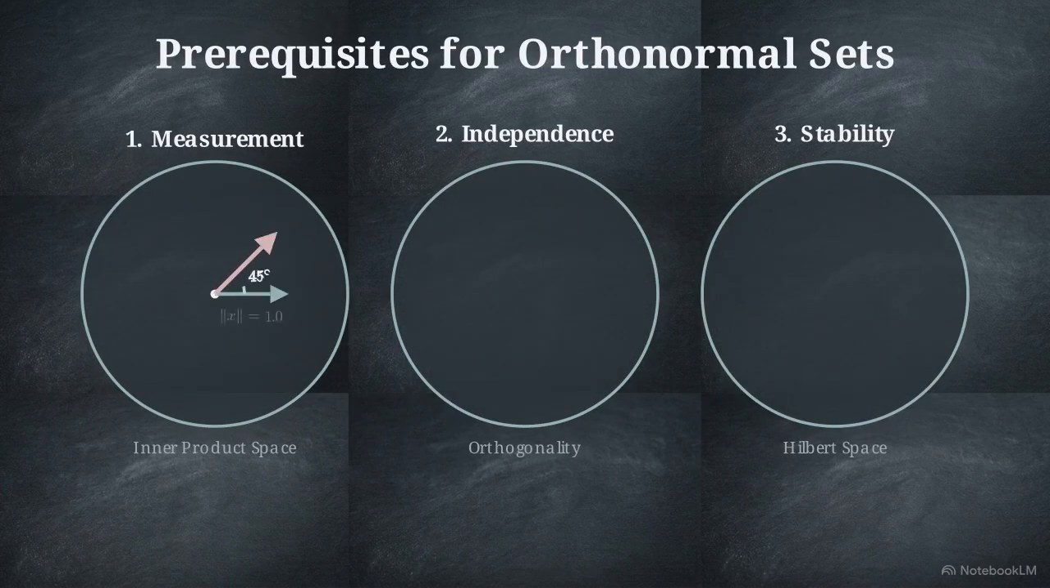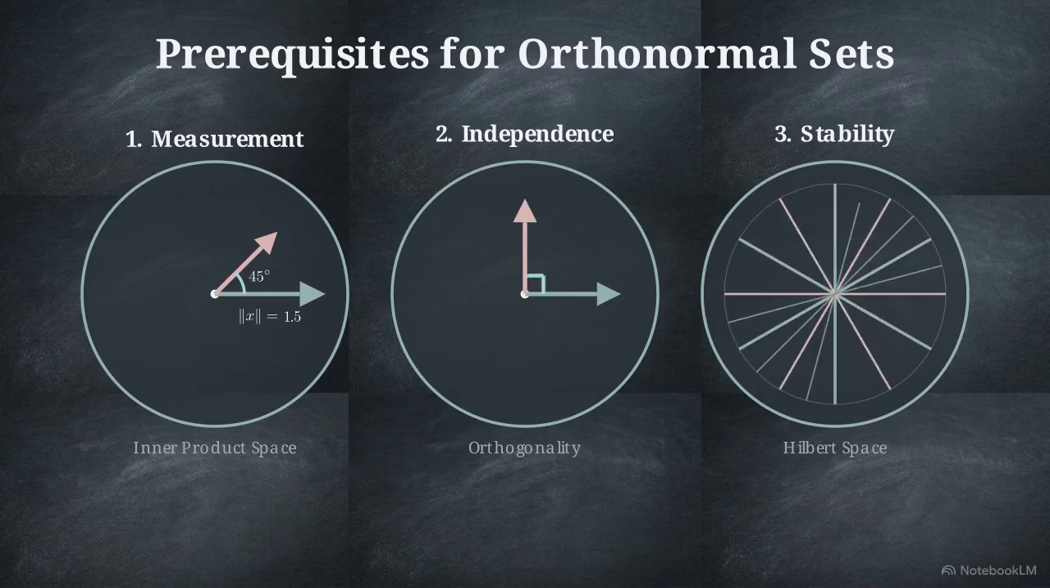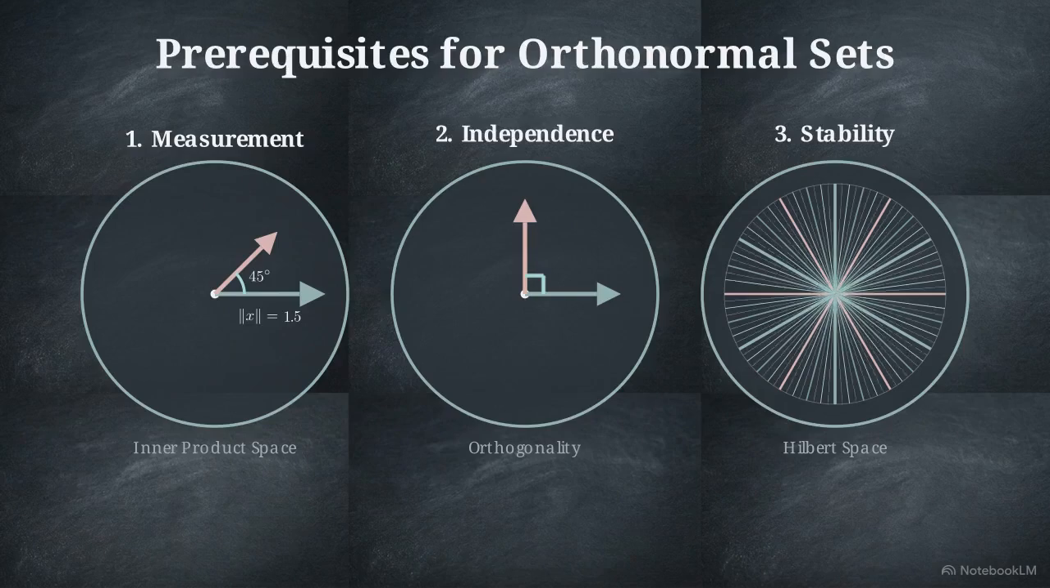First, we need an inner product space to measure angles and lengths. Second, we need orthogonality, meaning our vectors intersect strictly at 90 degrees. And third, we need a Hilbert space, a complete inner product space where these vectors can stretch into infinite dimensions without the math breaking down.